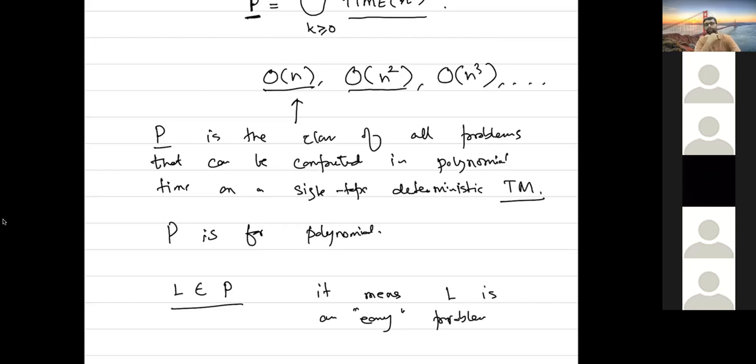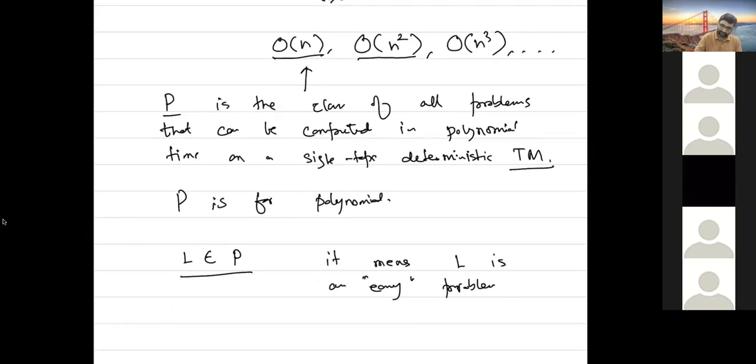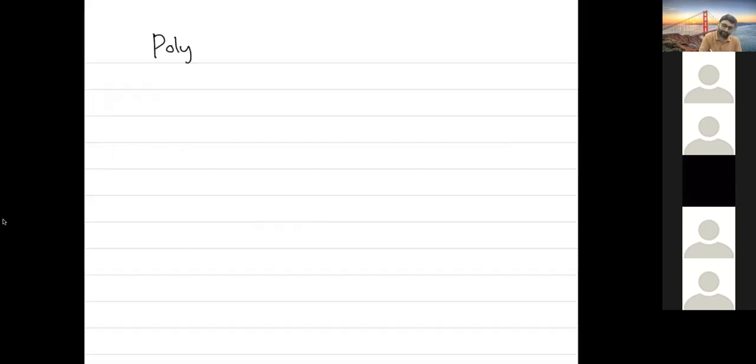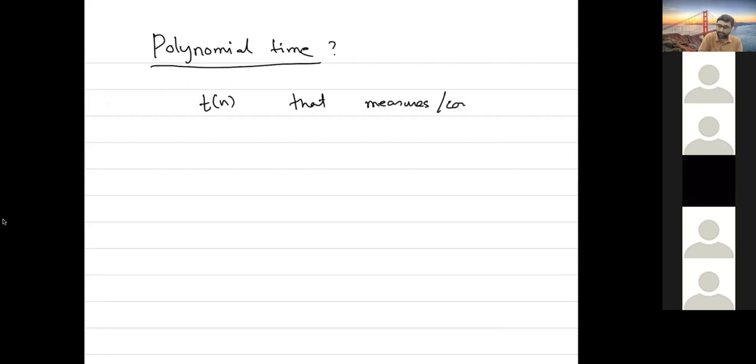So what exactly do you mean by polynomial time? Okay, can anyone answer this question? What is meant by polynomial time? Polynomial time means that a function g of n that counts the number of steps as running time is a polynomial function.